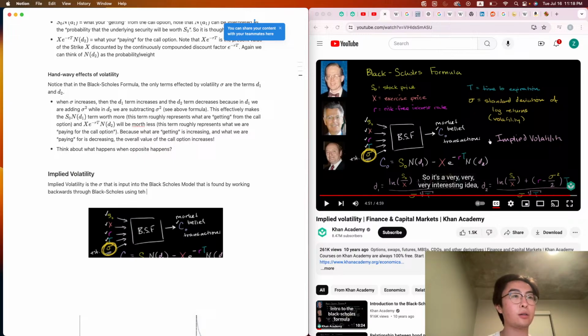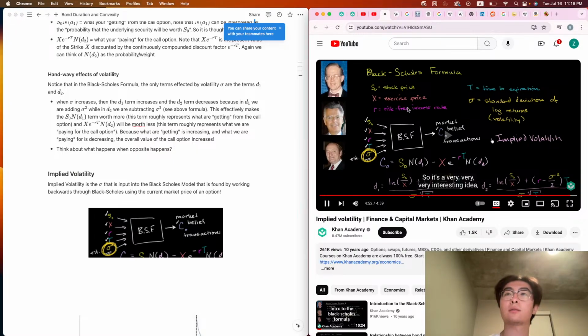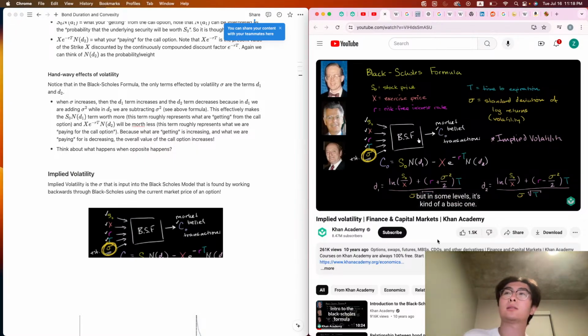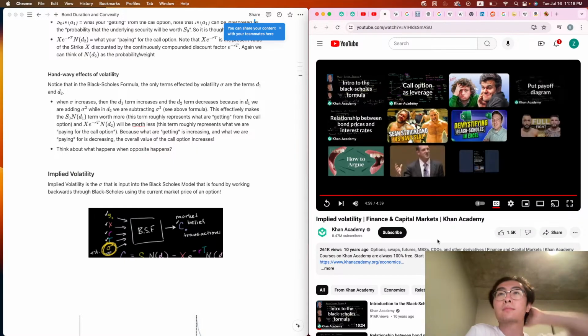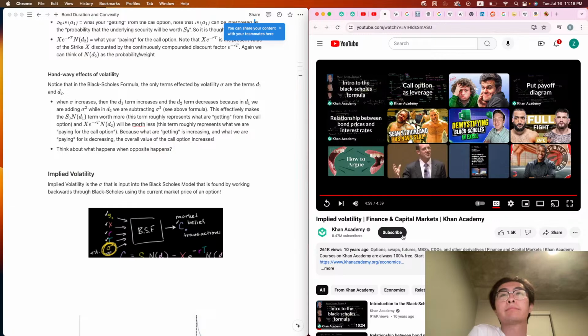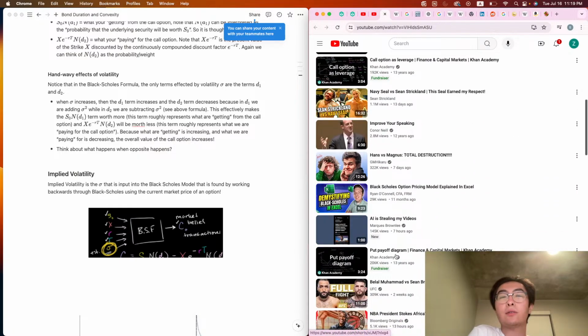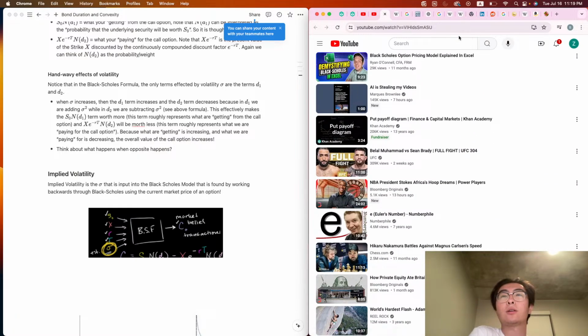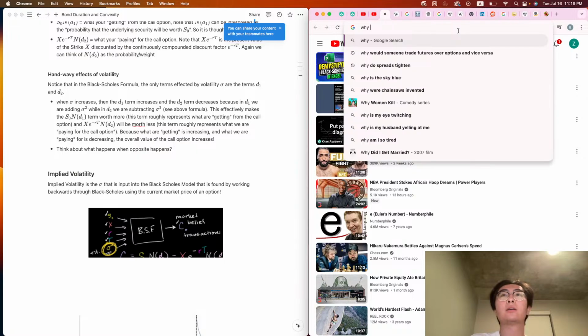Using the current market price of an option, it's a very interesting idea, but on some levels it's kind of a basic one. You're just working backwards through Black-Scholes. Okay, well, this guy never really went into log returns used.